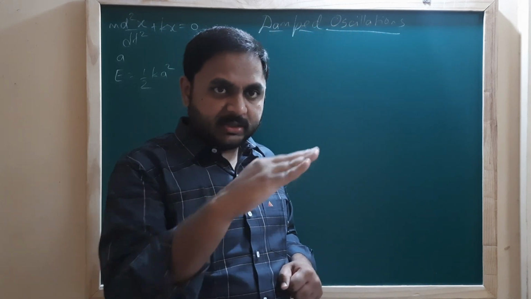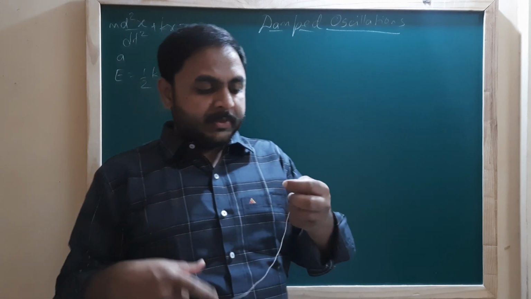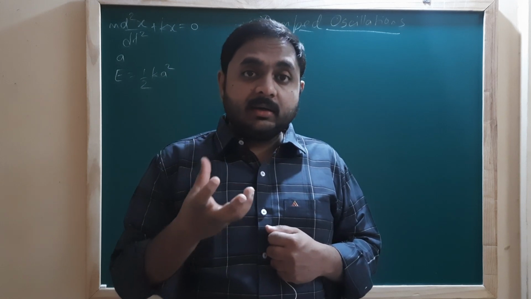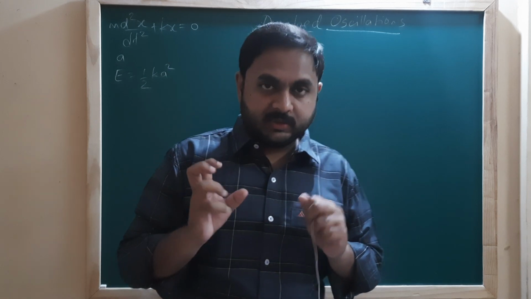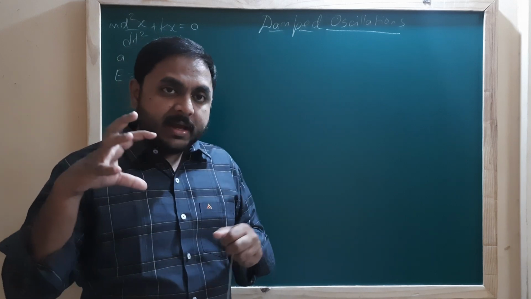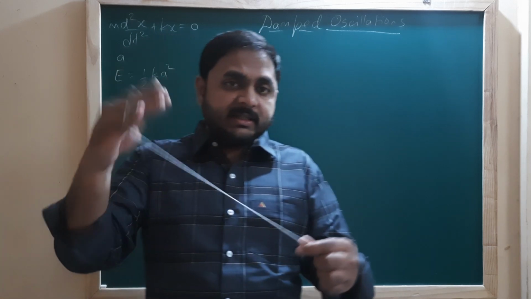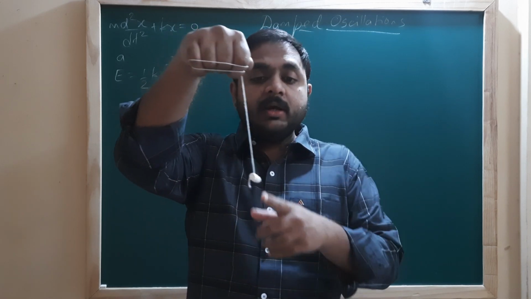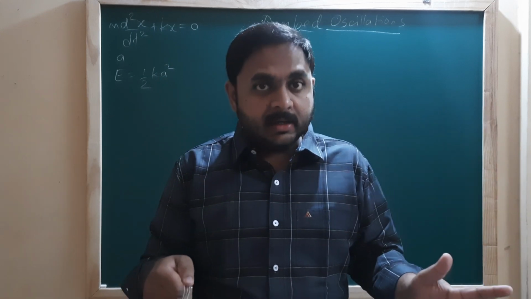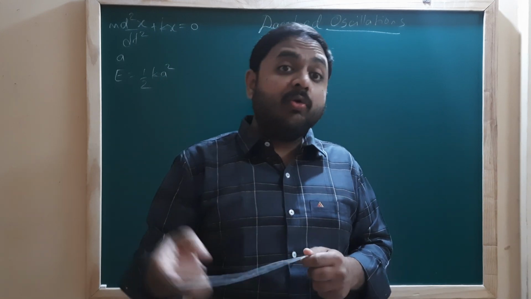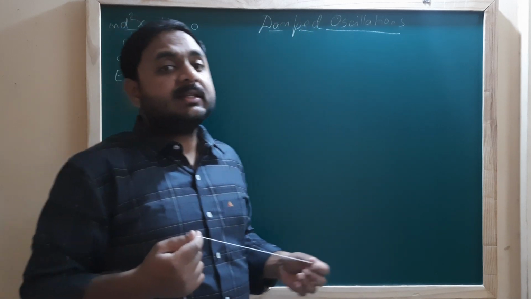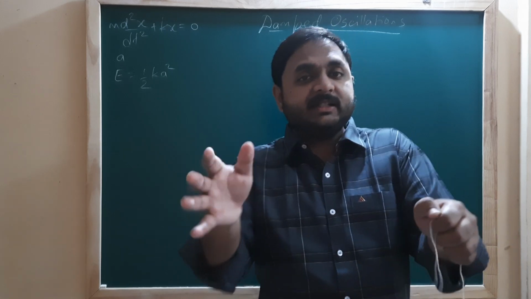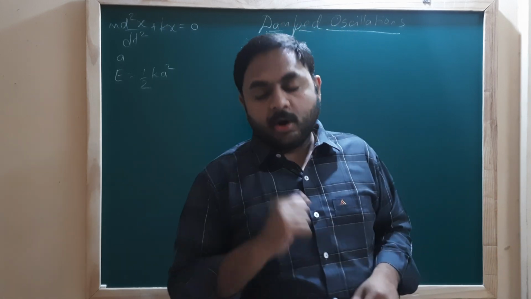Right now my oscillator is suspended in air, and air is a fluid. So air will exert a drag force, or rather a viscous drag force, because air has some viscosity. Air will oppose the motion. Initially I gave the oscillator some energy, and now the oscillator is going to spend, or lose, that energy in overcoming the air resistance. This kind of energy loss is called energy dissipation. Dissipation means spending. It is losing its energy, spending its energy in overcoming some kind of opposition.